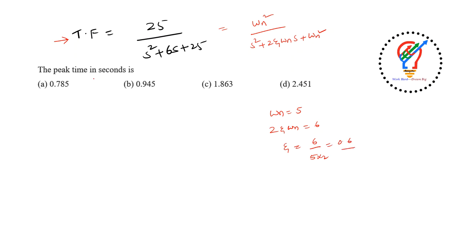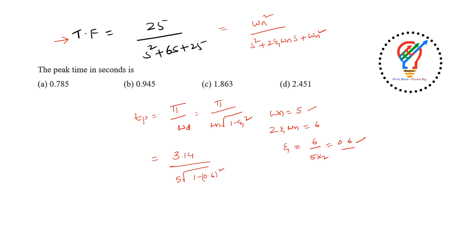Now what is the peak time formula? That we need to keep in mind. Peak time Tp is equal to pi divided by omega d, which can also be written as pi divided by omega n into square root of 1 minus zeta square. Here you know the value of zeta and omega n, so you directly substitute. Pi is 3.14 divided by omega n, which is 5, into square root of 1 minus 0.6 square.